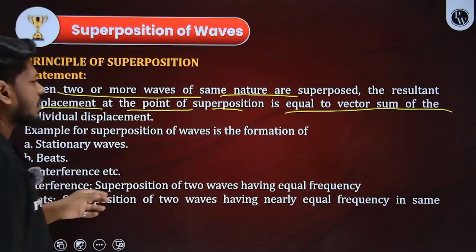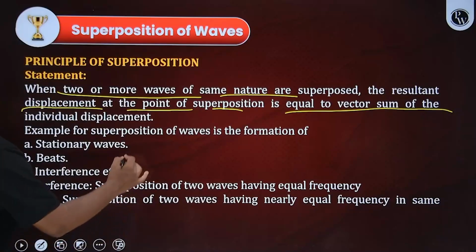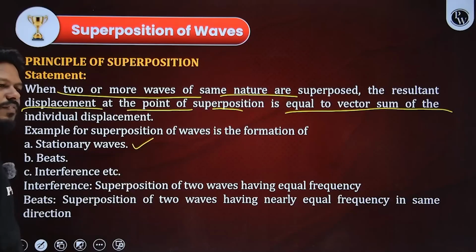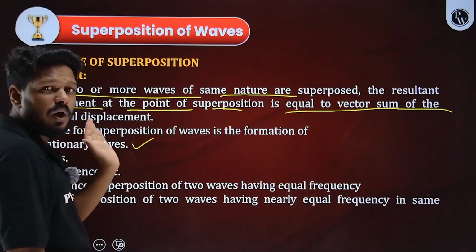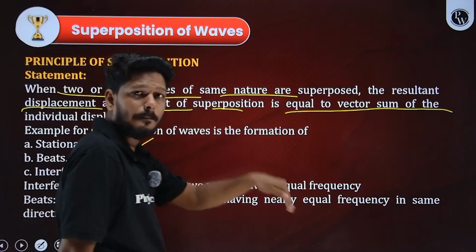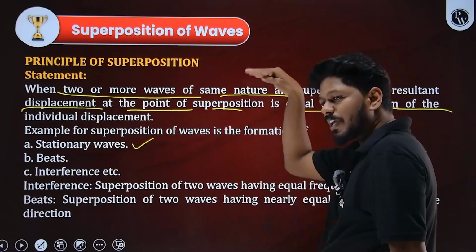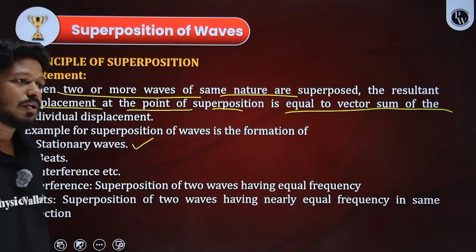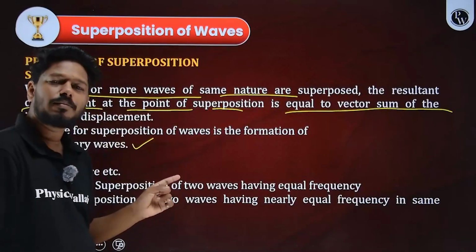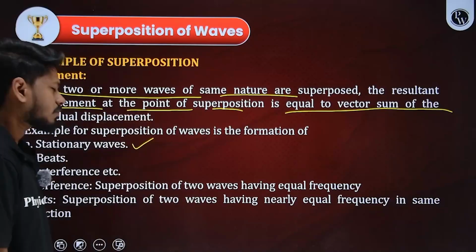An example of superposition of waves is the formation of a stationary wave. See, a stationary wave is an example of superposition, because one wave in the forward direction meets a similar wave which is coming in the backward direction. This is how a stationary wave is formed. About this we will be discussing in the next lecture.